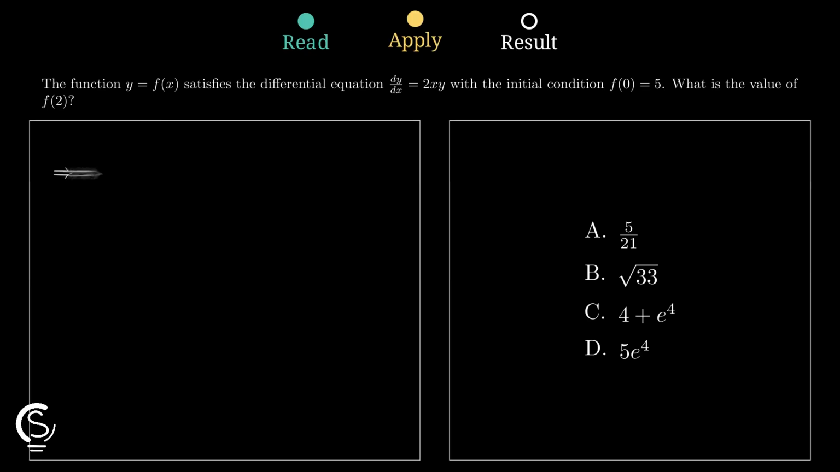Next, we use the initial condition where f of 0 equals 5 to solve for our constant. Plugging those values in shows that the natural log of 5 is our constant.